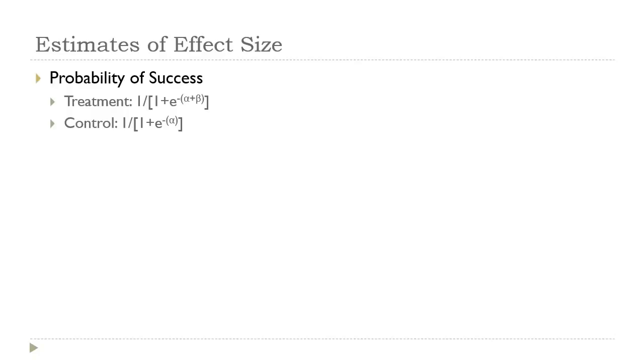Now let's look at how estimates of our logistic regression parameters can be used to estimate effect size in our study. For the probability of success of the treatment, we can take the reciprocal of 1 plus e raised to the negative quantity alpha plus beta, and we'll substitute in for alpha plus beta our estimates of alpha and beta. Similarly, for the probability of success for the control, we can take the reciprocal of 1 plus e to the negative alpha, or rather the estimate of alpha.